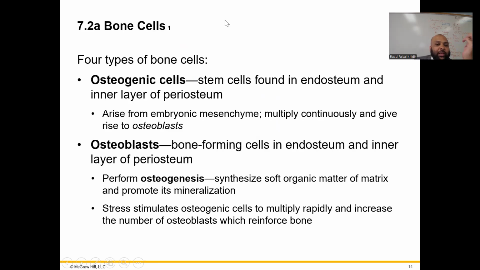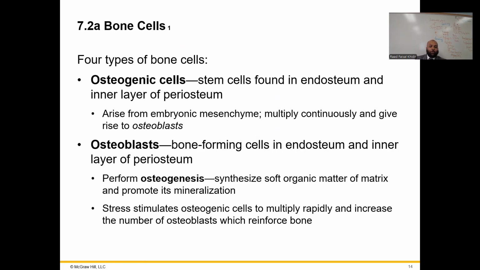Now, when we examine the histology of the bone, there are 4 types of bone cells. There are osteogenic cells, and these are stem cells found in the endosteum and the inner layer of the periosteum. They arise from embryonic mesenchyme, and they multiply continuously and give rise to the osteoblasts.